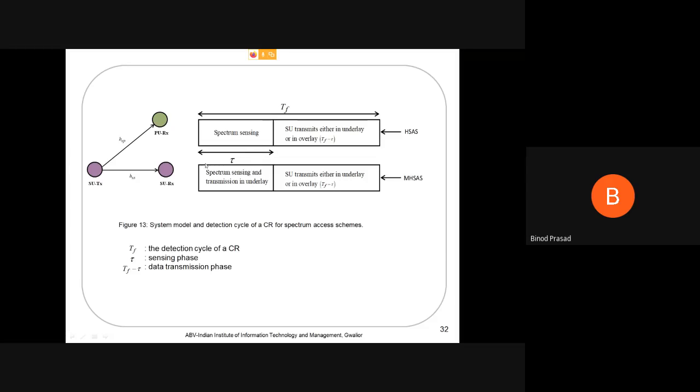because the sensing time should also be utilized, in this scheme during the sensing time it will work in underlay mode, but at the same time it is also sensing the given band. So it is actually utilizing this portion of time also. That is a benefit of this scheme as compared to the other one.